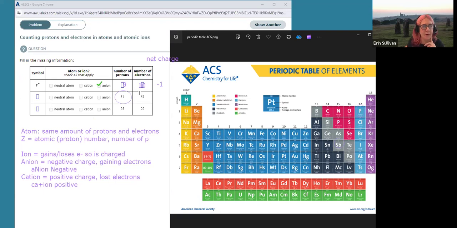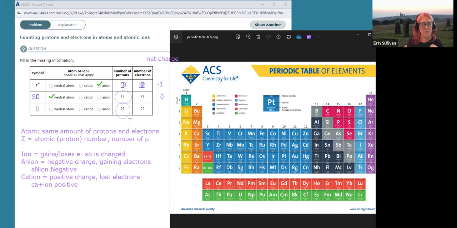It comes from the Latin, right? We have the same number of electrons, so our net charge is 0. That is telling me it is an antimony atom. So I'm just going to write Sb with no charge associated with it, and I'm going to check that neutral atom box. All right, and then line 3, what have we got here?